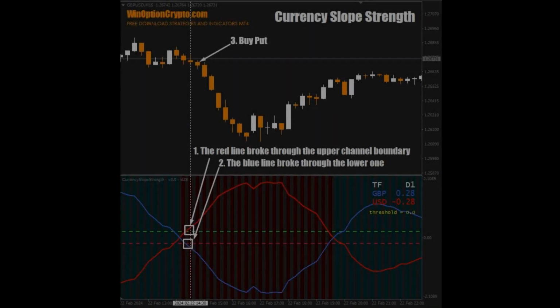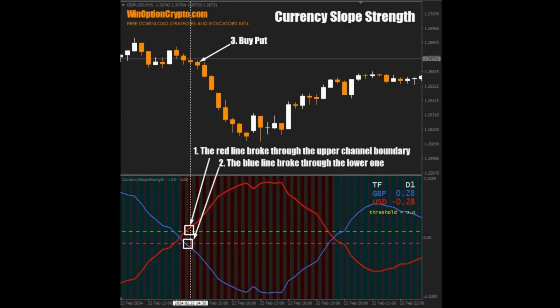To buy put options, you need: 1. For the red line to cross the green level of the oscillator from bottom to top. 2. The blue line of the indicator to cross the red level from top to bottom. 3. At the opening of a new candle, we buy the put option.